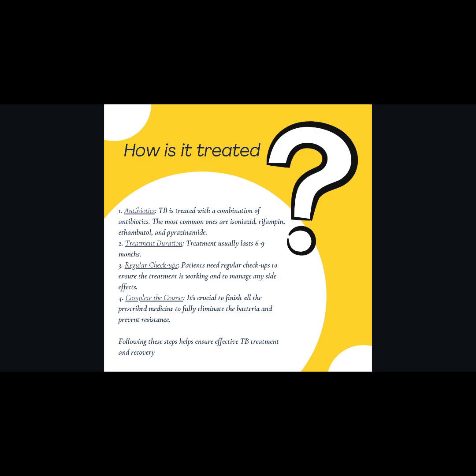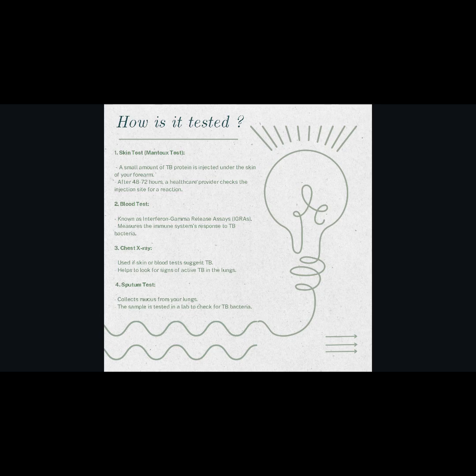How is TB tested? 1. Skin test, Mantoux test. A small amount of TB protein is injected under the skin of your forearm. After 48 to 72 hours, a healthcare provider checks the injection site for a reaction. 2. Blood test, known as interferon gamma release assays, IGRAs. It measures the immune system's response to TB bacteria.